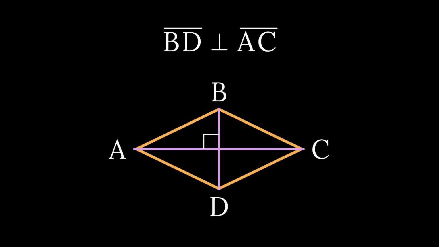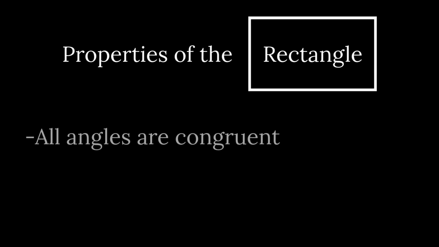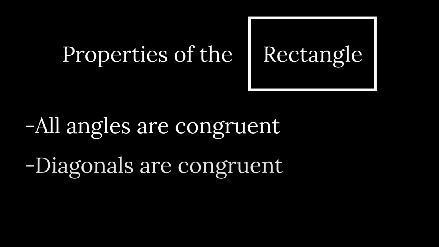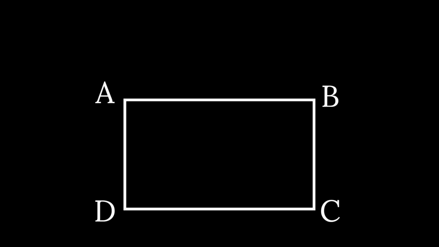Now we have our next shape. The rectangle introduces two different properties. These include all angles being congruent and all diagonals being congruent. Imagine we have rectangle ABCD. Since a rectangle's angles are all 90 degrees, they're all congruent to each other.